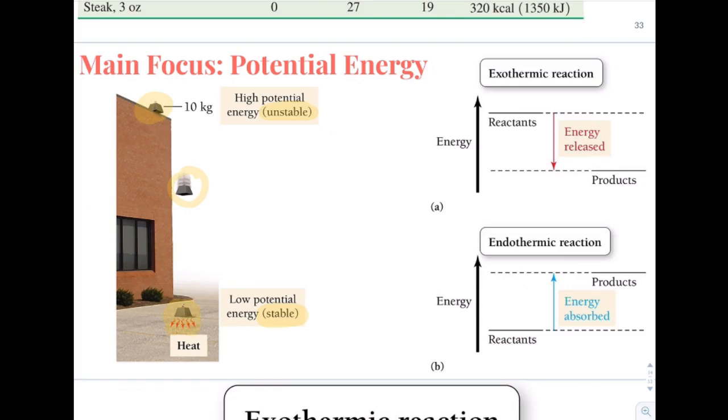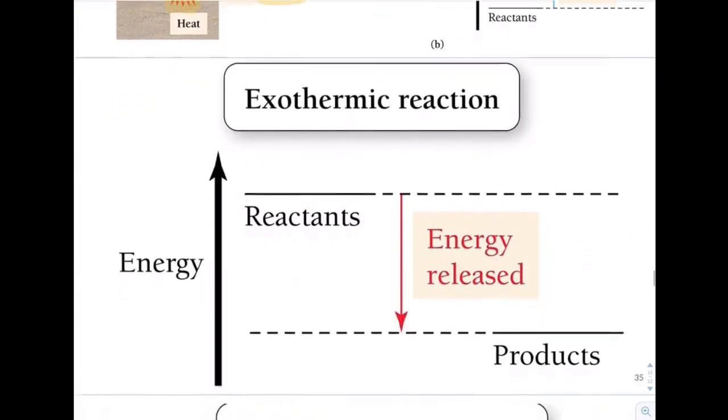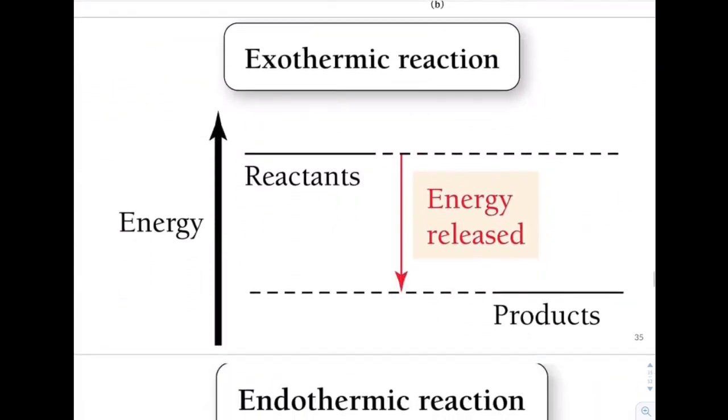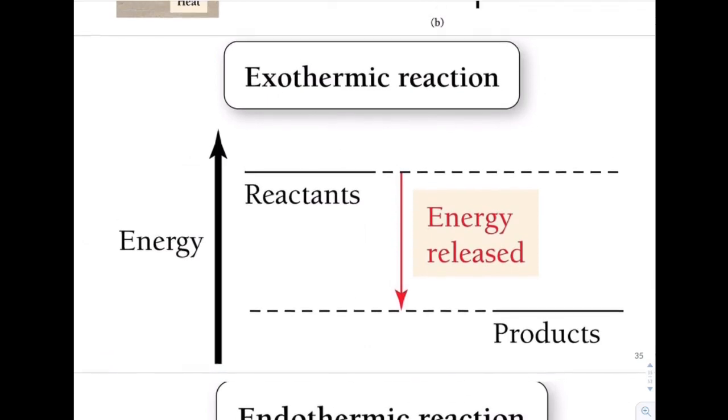When you're looking at reactants and products, we have two different ways we can look at that: either an exothermic reaction or an endothermic reaction. For an exothermic reaction, your reactants are unstable and your products are more stable. And when you go from reactants to products, you release energy.